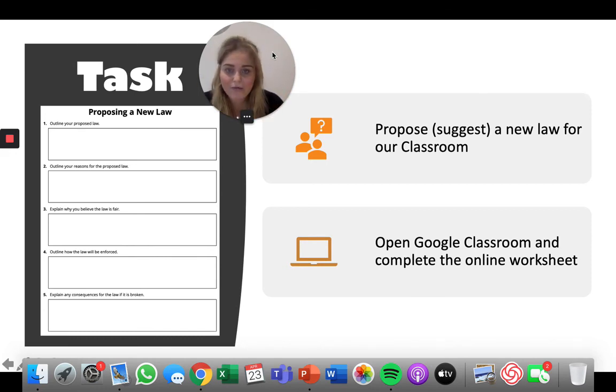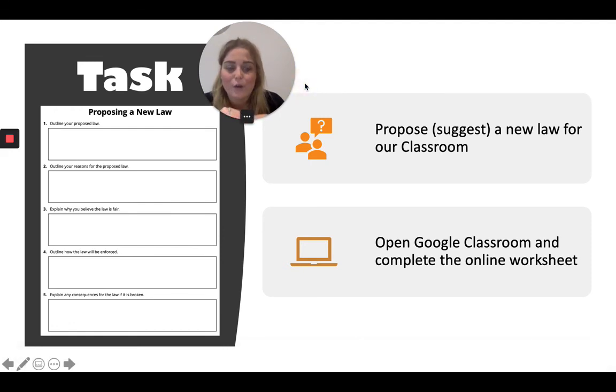Is it going to be enforced by me as the class teacher? Is it going to be enforced by you as the students? Is it going to be both of us? Is it for Mr. Riemann? Tell me who enforces that law. And then explain what you think the consequence should be should we break that law. Okay, so I would like you to do that today. It is in Google Classroom. So all you need to do is open up the template and just fill in the spaces there. Okay, and that's your task for today.